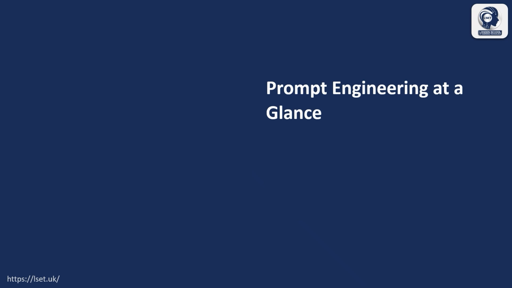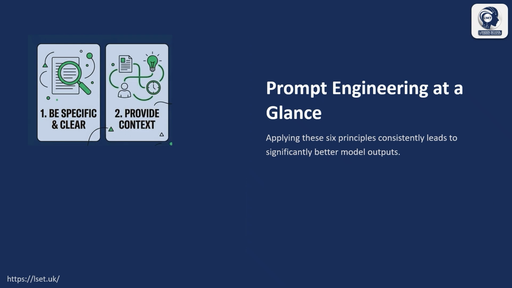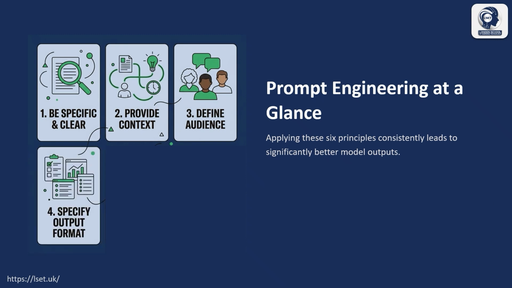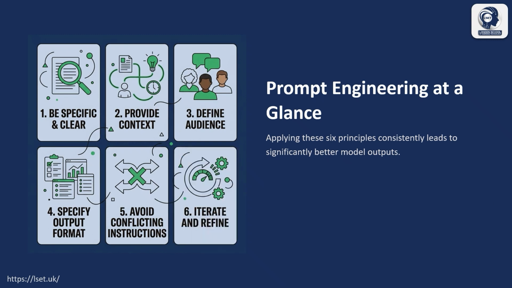Let's bring everything together with 6 simple principles of effective prompt engineering. Be specific and clear about what you want. Provide enough context so the AI understands the situation. Define your audience to match the right level and tone. Specify the output format, whether it's a list, table, summary, or report. Avoid conflicting instructions that can confuse the model. And finally, iterate and refine your prompts. Small improvements often lead to significantly better results.